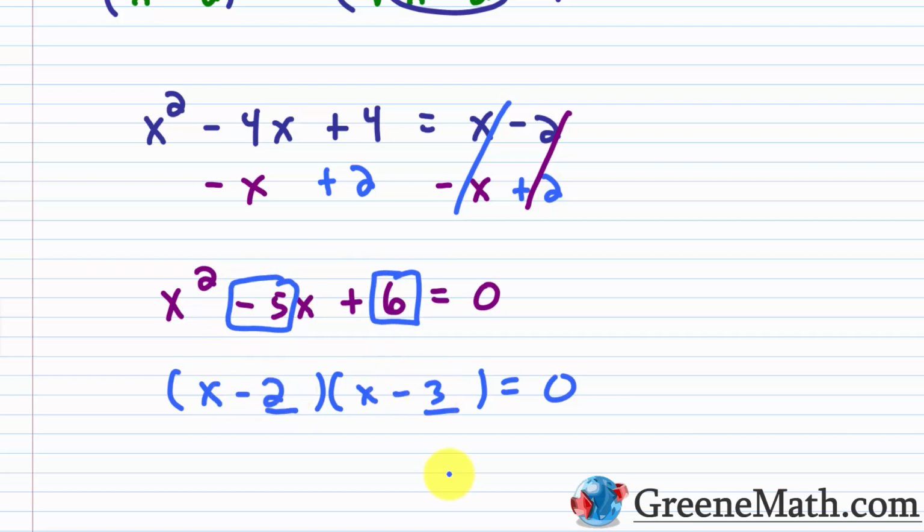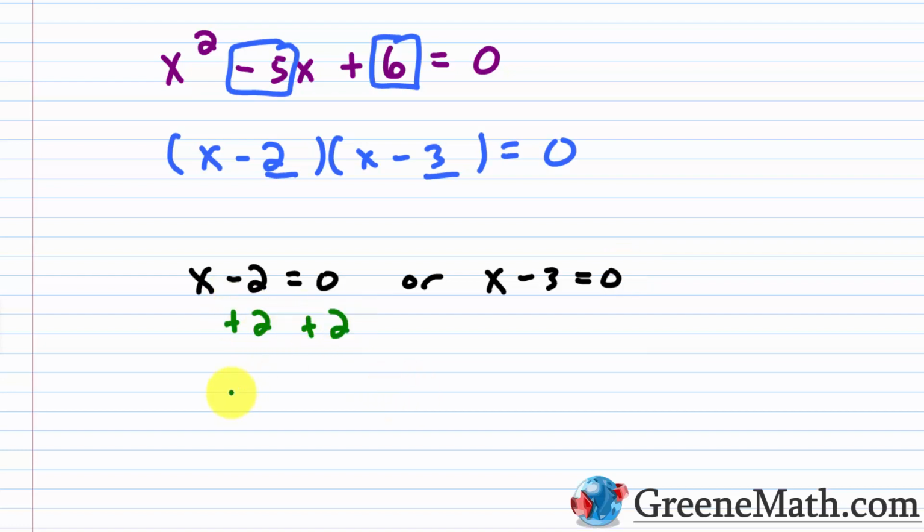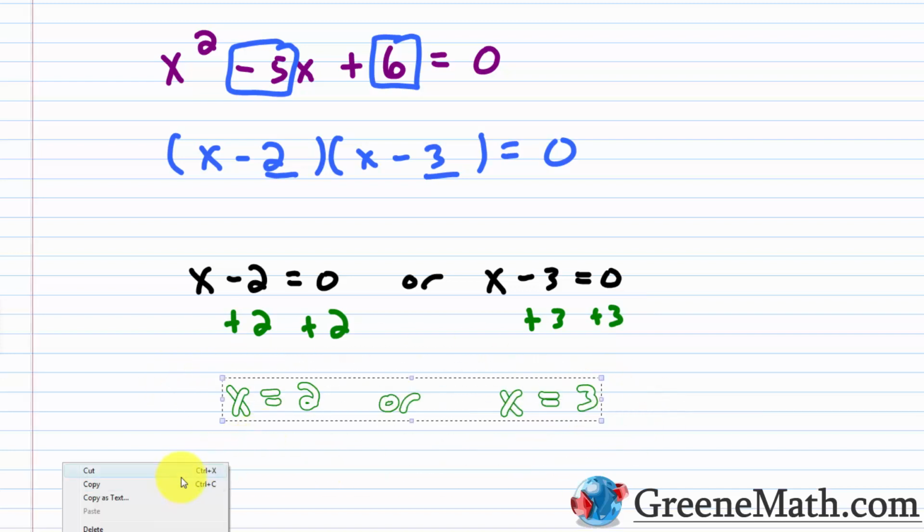So now I can use my zero product property, and I can set each factor equal to 0. So I'm going to set x minus 2 equal to 0. Then I'm going to set x minus 3 equal to 0. To solve this guy on the left, I would just add 2 to both sides of the equation, and we get x is equal to 2. To solve this guy on the right, I would add 3 to both sides of the equation, and we get x is equal to 3. So these are our two proposed solutions.